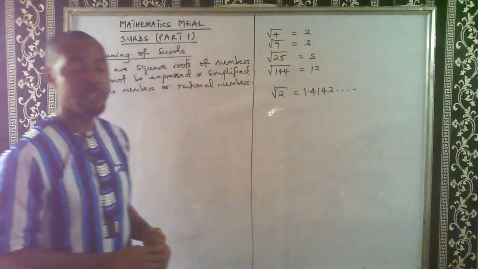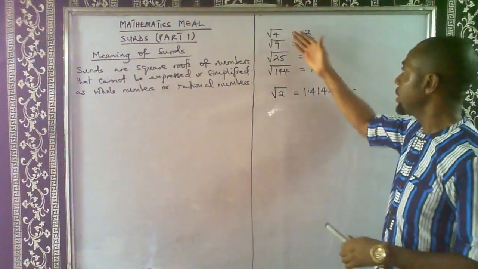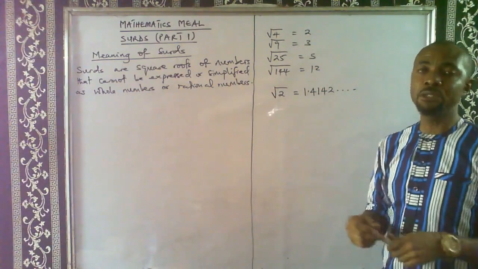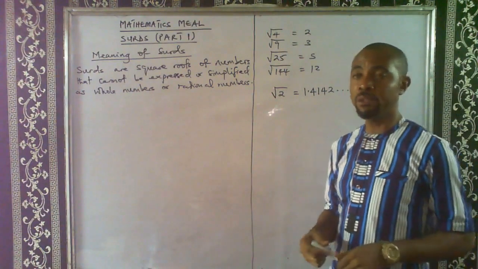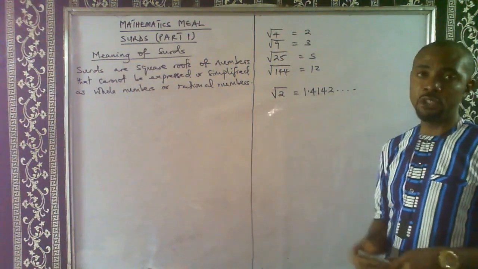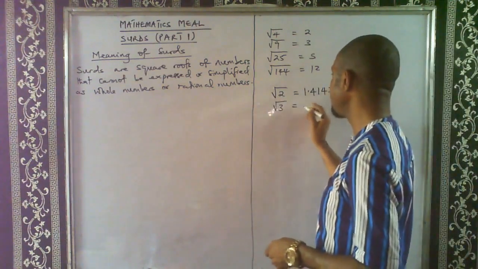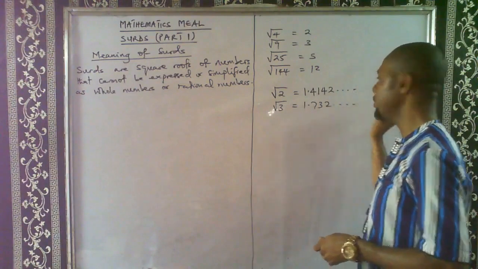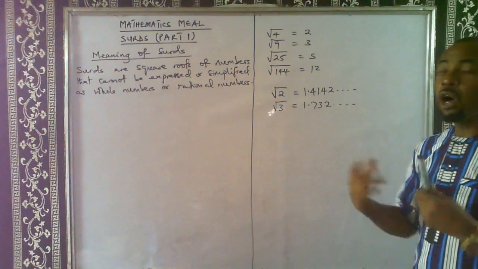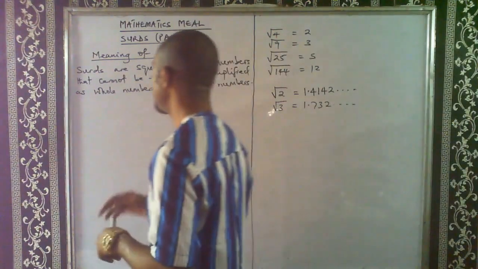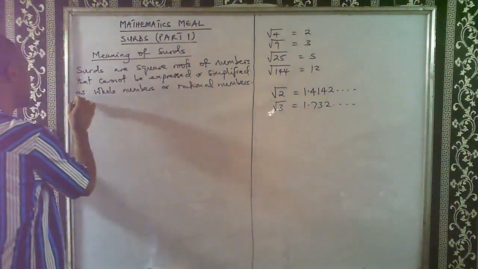I think that is clear. So whenever we have square roots that cannot be expressed as whole numbers, and they cannot be expressed as rational numbers, those square roots are said to be surds. So the square root of 2 is a surd because it cannot be expressed as a whole number. The square root of 3 also is a surd. That's 1.732 and so on. So all the square roots that cannot be expressed as whole numbers or as rational numbers are said to be surds. So, examples.